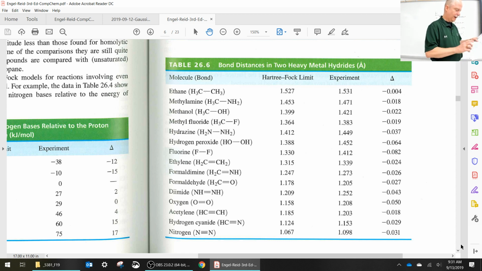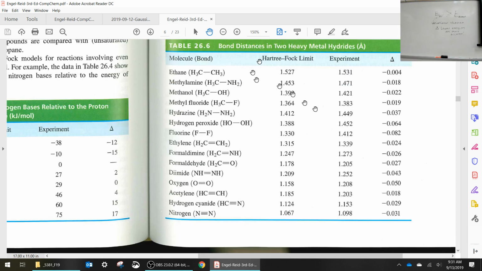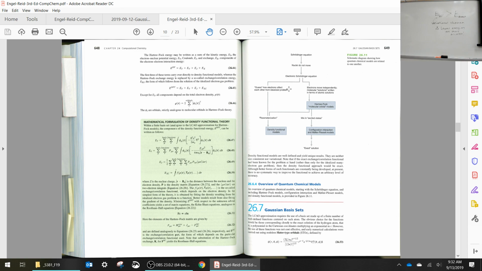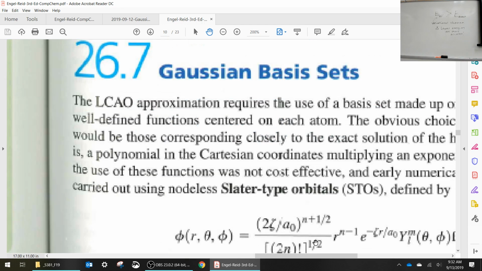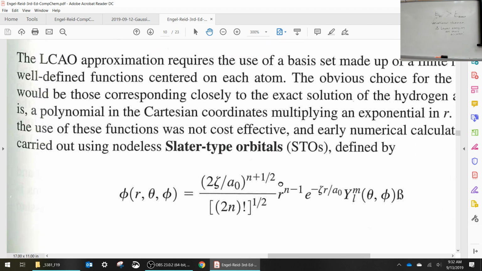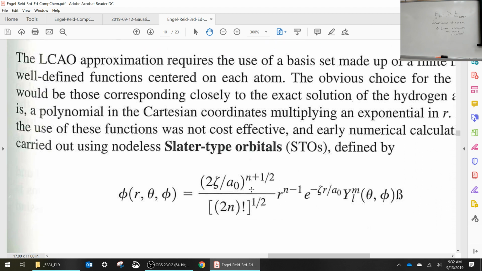There's a little bit about the Gaussian basis sets in section 26.7, where it talks about the Slater type orbital, and it shows the wave function. So let's go there. So down here at the bottom, this is a Slater type orbital.